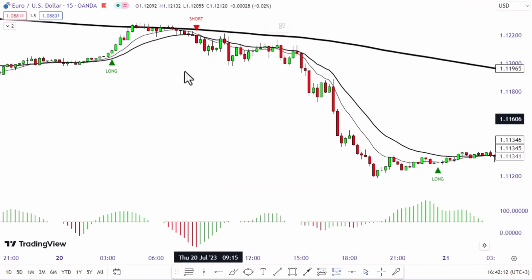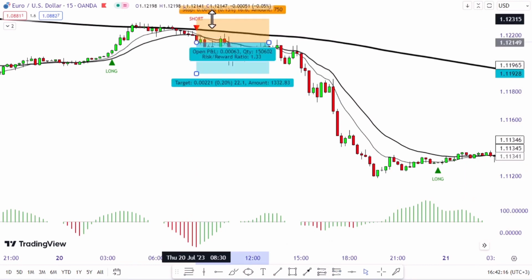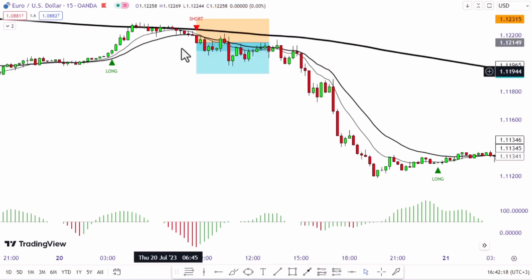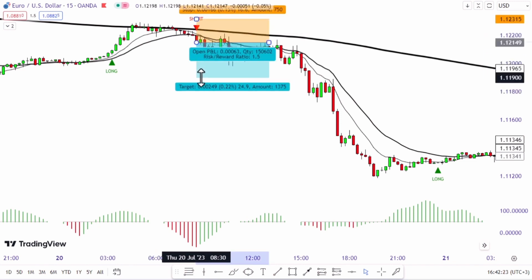Place your stop loss just above the last swing high to manage potential losses, and don't forget to lock in your profit with a risk to reward ratio of 1.5 to 1 to keep your earnings secure.